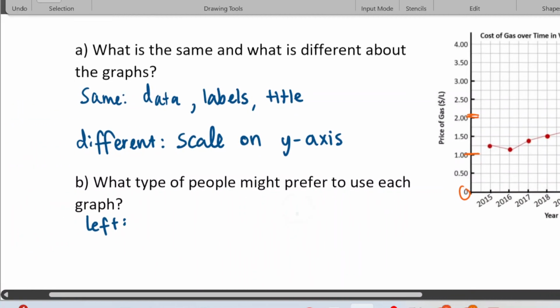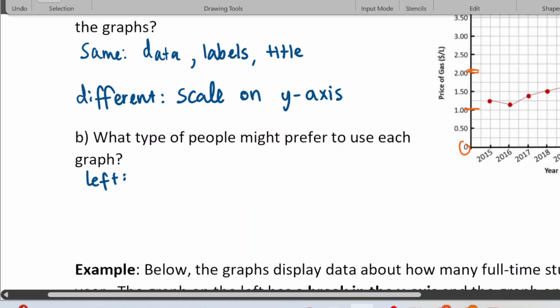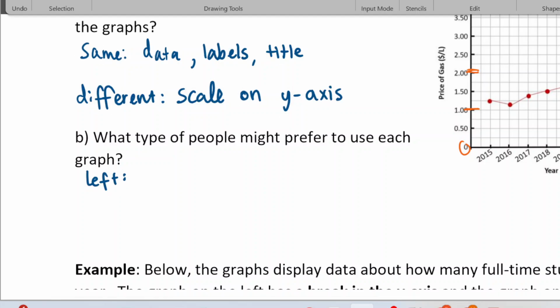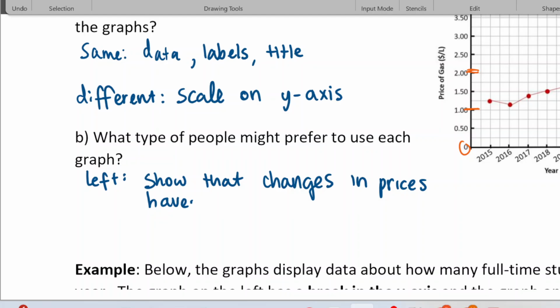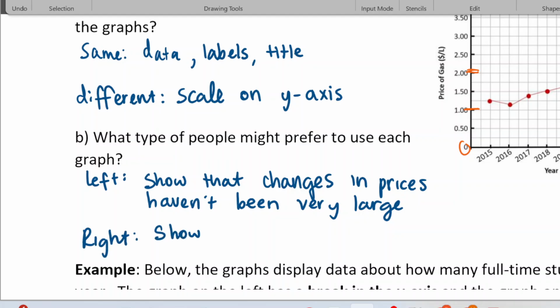So if you want to use the one on the left, you might want to, if you're wanting to show that the changes in prices haven't been very large, you would want to use the one on the right if you wanted to make the conclusion that there has been big changes.